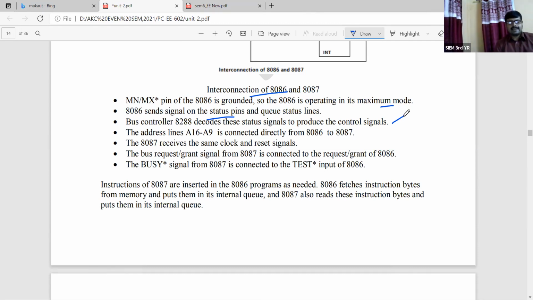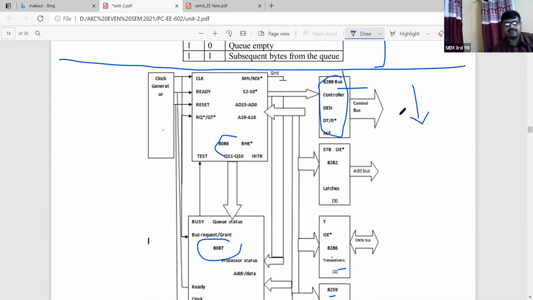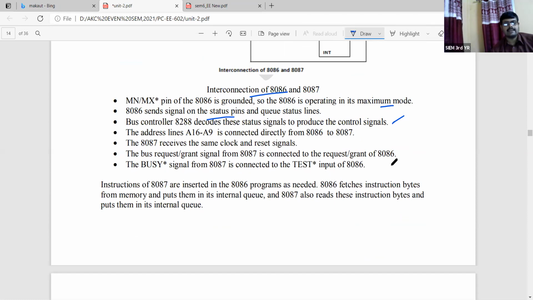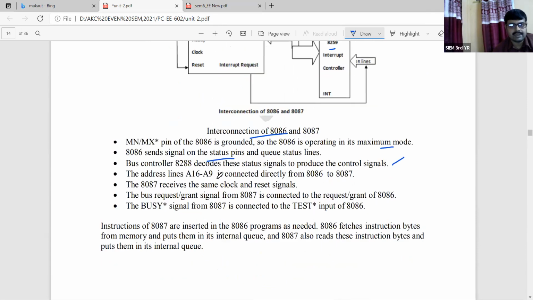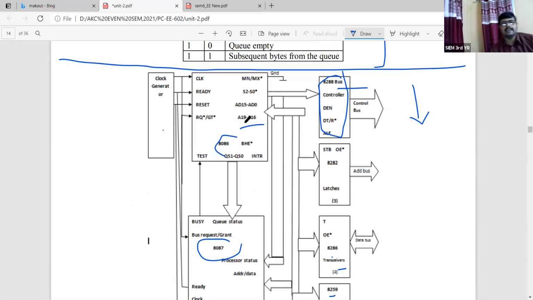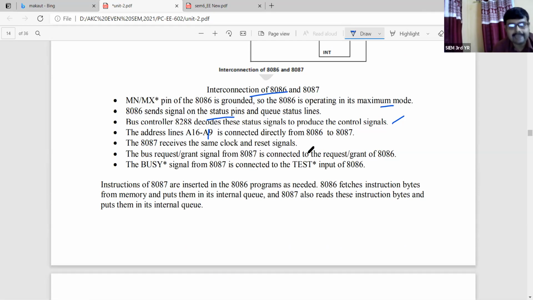Next point, the address lines A16 to A19 are connected directly from the 8086 to the 8087. If you see the connection diagram, dedicated connection slots will be there. In the listing there is a printing error, it is not A9 but A19. So A16 to A19, this particular slot is directly connected, with no multiplexing, from the 8086 to the 8087.